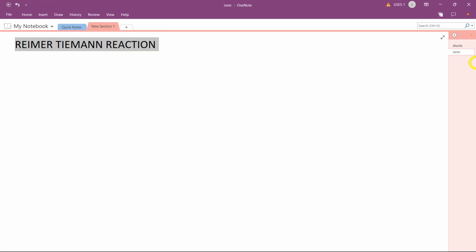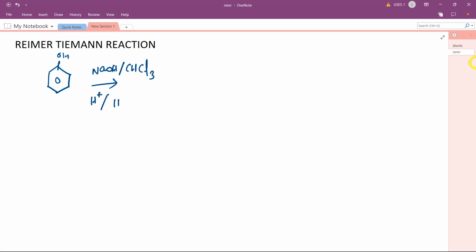So, Reimer Tiemann reaction is nothing but when a phenol is treated with a base NaOH, chloroform, and acid hydrolysis H plus H2O, it gives the corresponding aldehyde. Here, there is insertion of an aldehyde group in the ortho position. So, this is the Reimer Tiemann reaction in short.